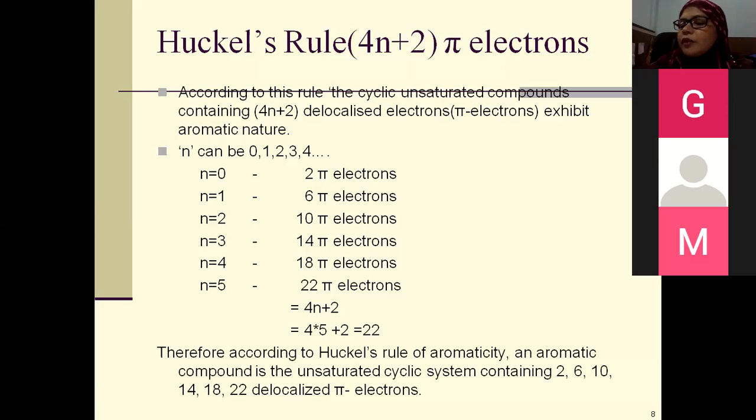Okay. So now, according to Huckel's rule of aromaticity, an aromatic compound is an unsaturated cyclic system containing these magic numbers, that is 2, 6, 10, 14, 18, 22 number of pi electrons or delocalized pi electrons. Okay. Any doubt here in Huckel's rule?